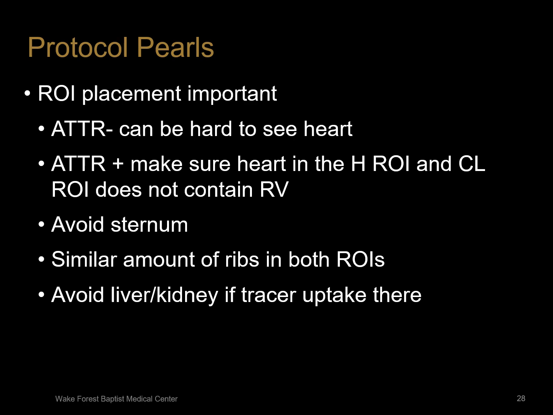So let's go over all the pearls for region of interest placement. So with ATTR negative scans, it can be really hard to see the heart. And with ATTR positive scans, you want to make sure the heart is in the heart region of interest and that the contralateral region of interest doesn't contain the right ventricle. Avoid drawing the region of interest over the sternum. Make sure you have similar amounts of ribs in both regions of interest, and avoid any liver or kidney uptake if tracer is evident there.